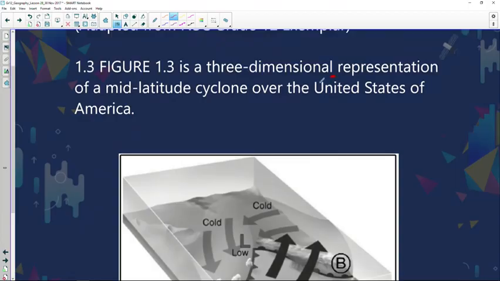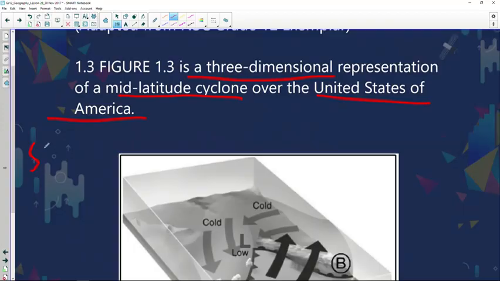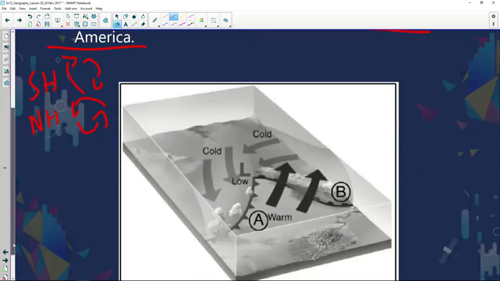All right, let's quickly go to our next questions. And 1.3 shows a three-dimensional mid-latitude cyclone in the United States of America. Now that's key. Keep in mind, there's going to be a different circulation of air taking place because this mid-latitude cyclone is in the northern hemisphere. Now what do we know? In the southern hemisphere, a cyclone turns clockwise. But in the northern hemisphere, a tropical cyclone or mid-latitude cyclone moves anti-clockwise.